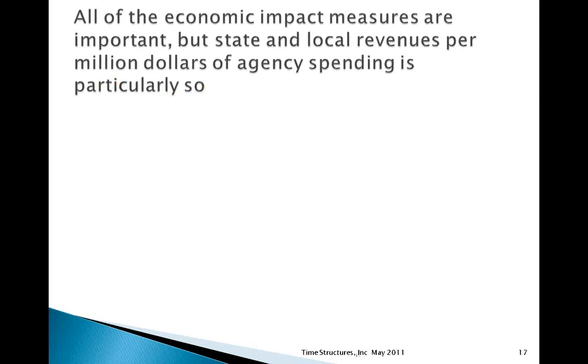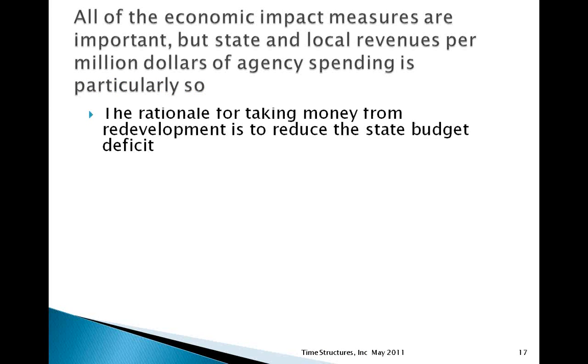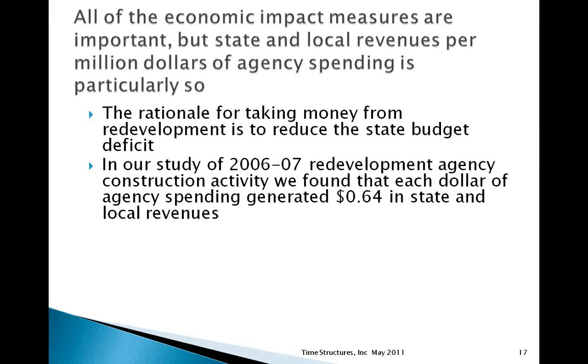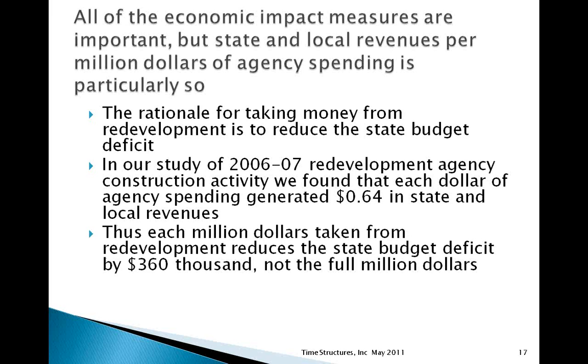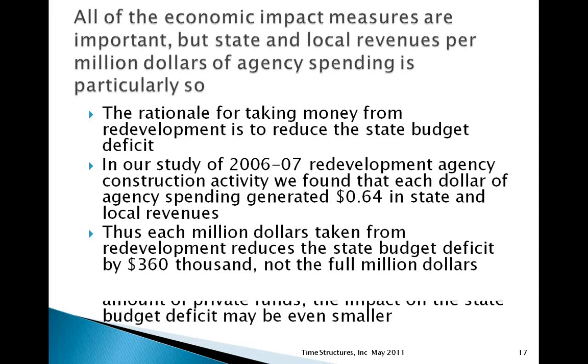Okay, all of the economic impact measures are important, but the focus here is on state and local revenues per $1 million of spending. So since the rationale for taking money from redevelopment is to reduce the state budget deficit, the question is how much does it actually reduce it? And in our study in 2006-2007 redevelopment agency activity, we found that each dollar of agency spending generated 64 cents in state and local revenues. So the actual reduction in the budget is only going to be 36 cents for each dollar eliminated. So for each $1 million taken from redevelopment, the state budget deficit is only reduced by 360,000, not the full million. So it provides a stronger argument against shifting that money out of redevelopment.